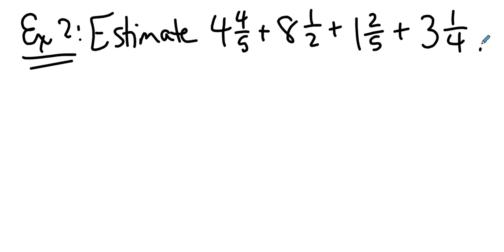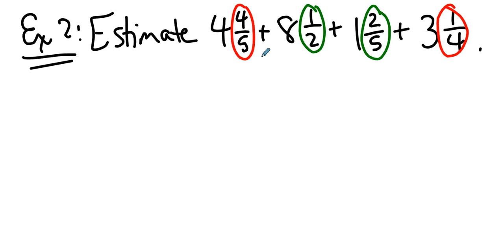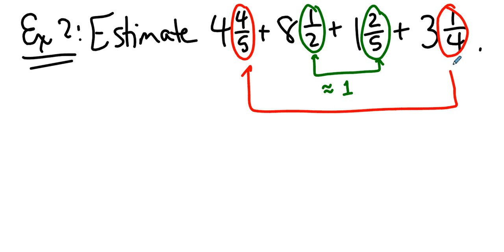This turns out to be a scenario where we look at those fractions. Those are both very close to a half. That is a half. This is very close to a half. And then we look at these fractions. This is very close to a whole, and this is very close to 0. So these two together are about 1, and these two together are about 1.